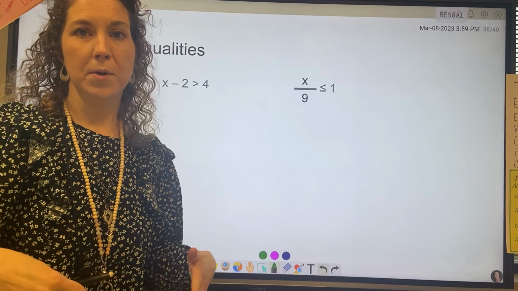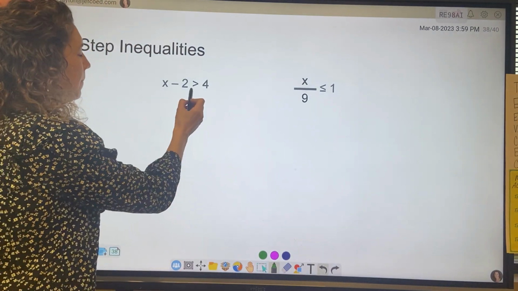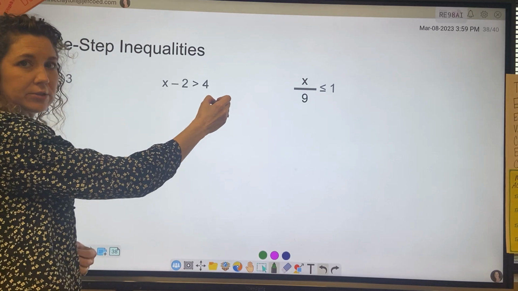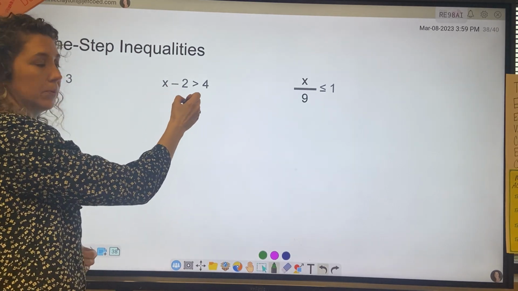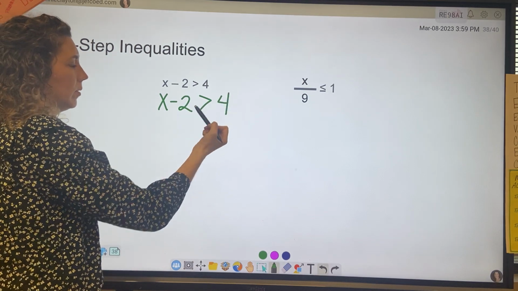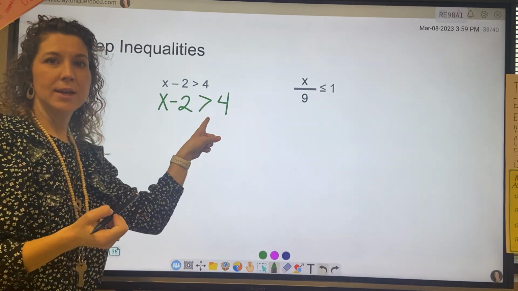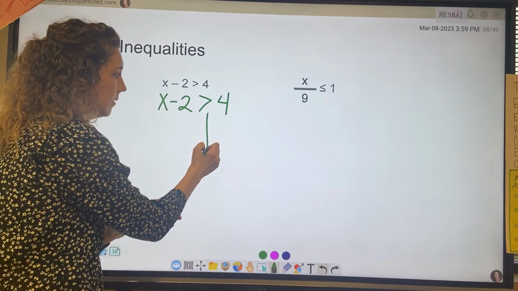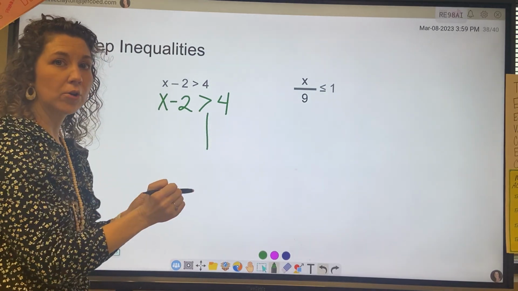Okay, so moving on. X minus 2 is greater than 4. Write that down in your math journal. X minus 2 is greater than 4. That greater than symbol is just like an equal sign. So underneath it, we're going to draw a line. And then we're going to circle the variable.